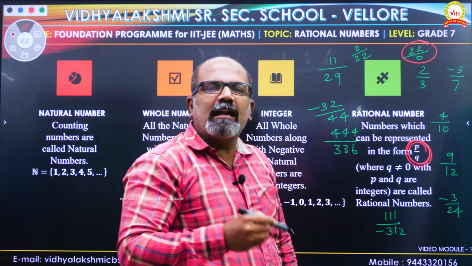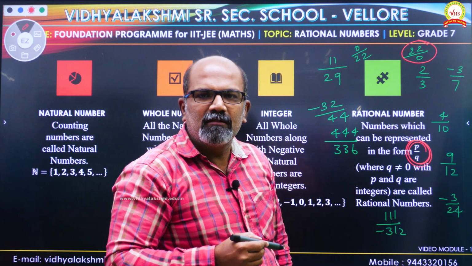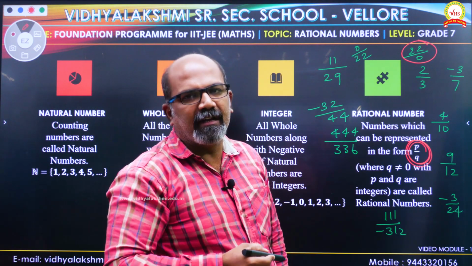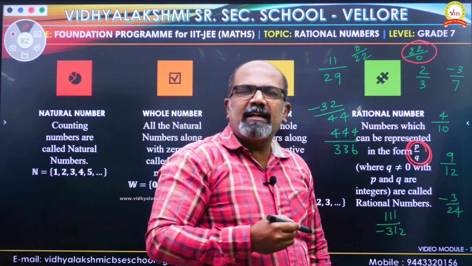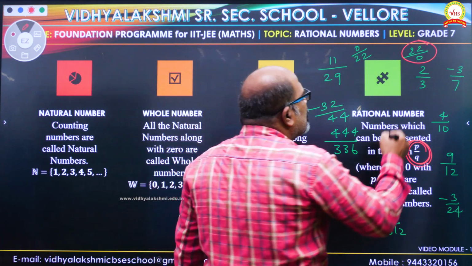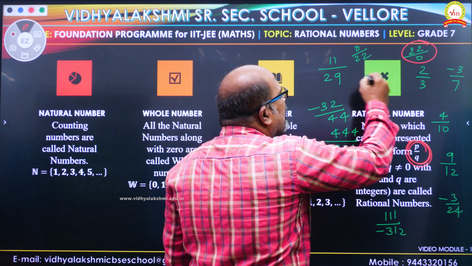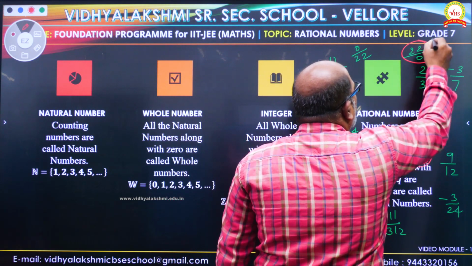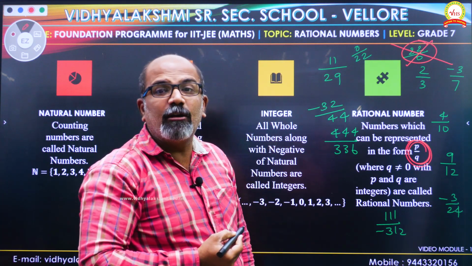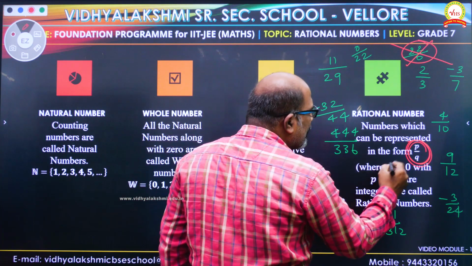If you take any number, it cannot be divided by 0. If you divide by 0, then the answer will be what? Yes, obviously infinite or otherwise undefined. So no number is divisible by 0. Because of that, you can write in any way, but it is not allowed to write with the denominator 0. So that's why clearly in the definition it is highlighted here.